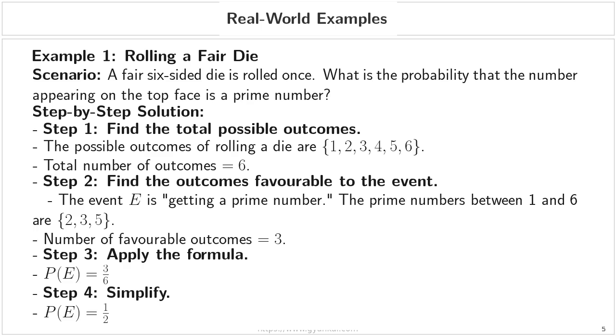This makes sense, doesn't it? Half of the numbers on the die are prime, and half are not. Now, let's try a slightly different scenario with a bag of colored balls in the next example.